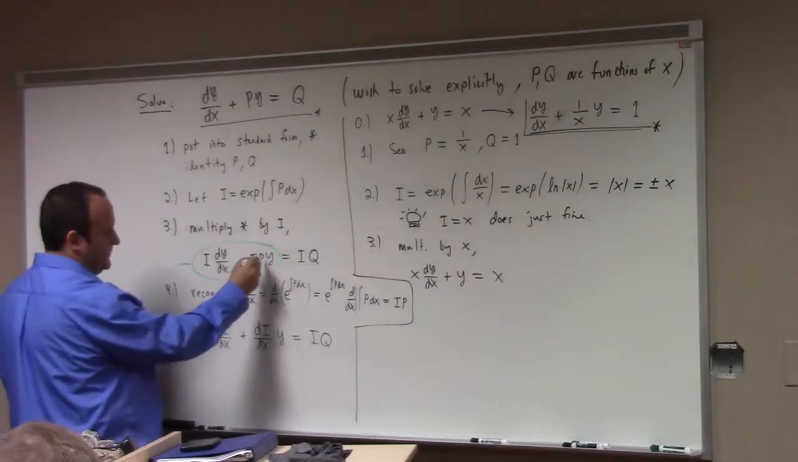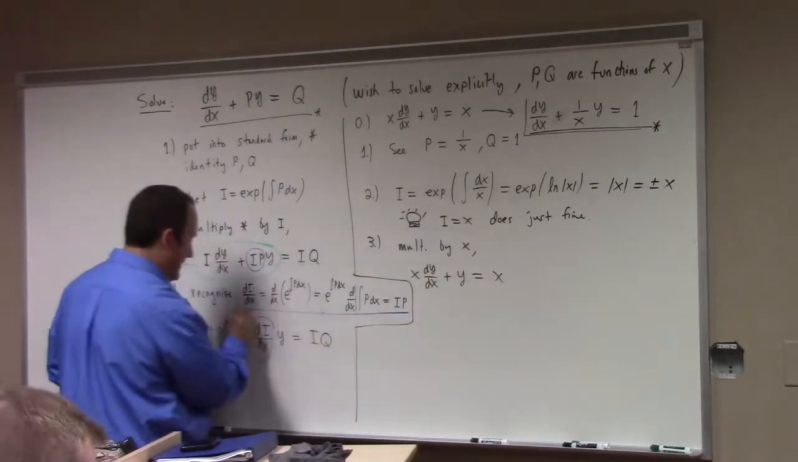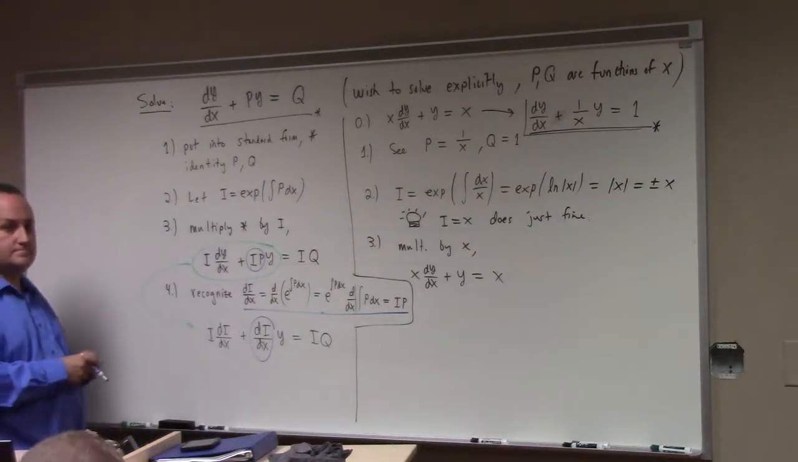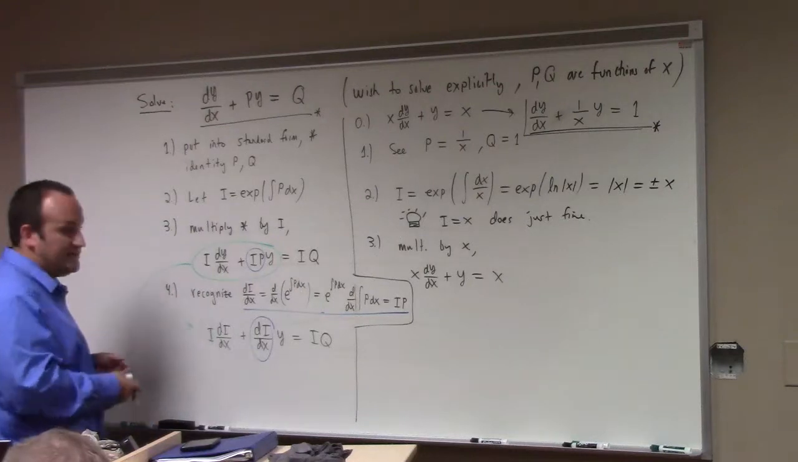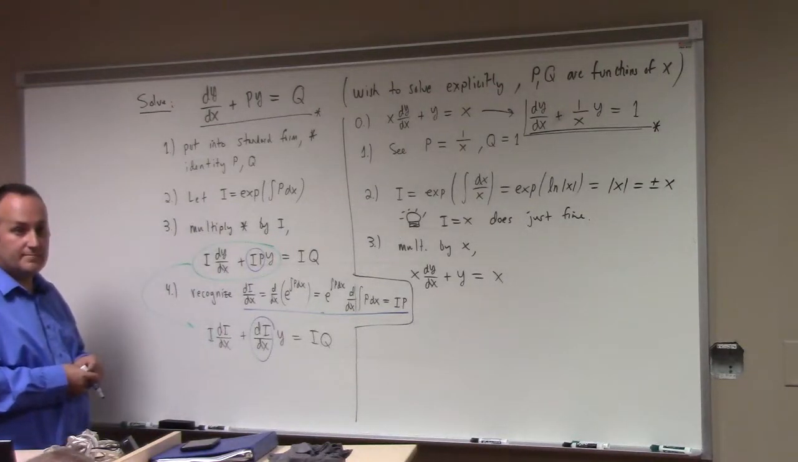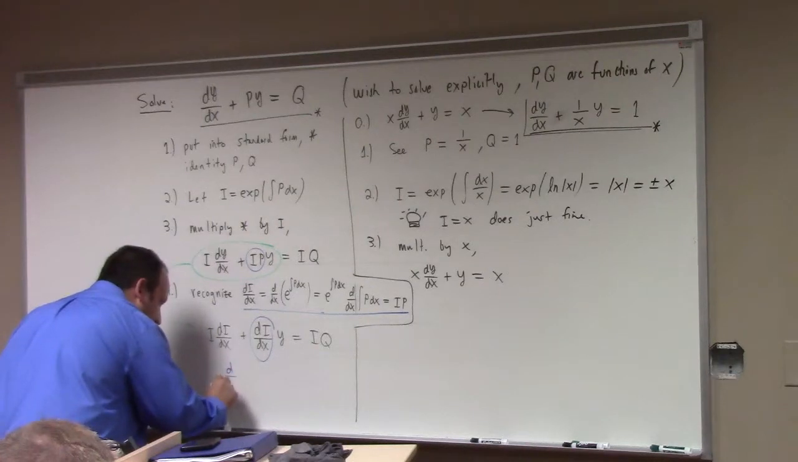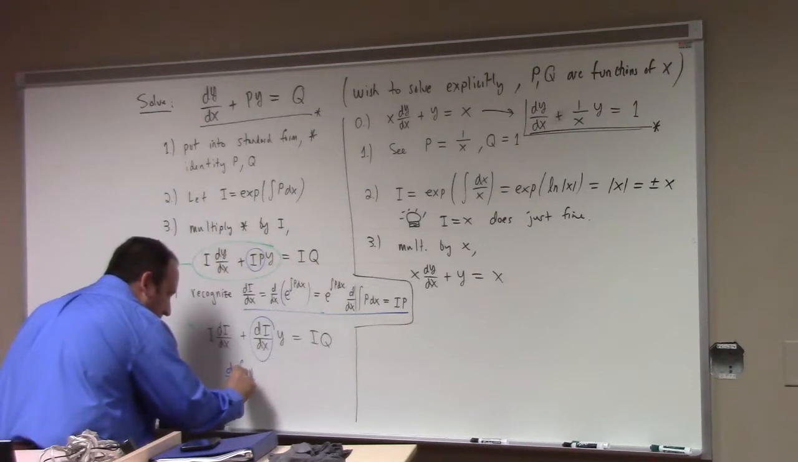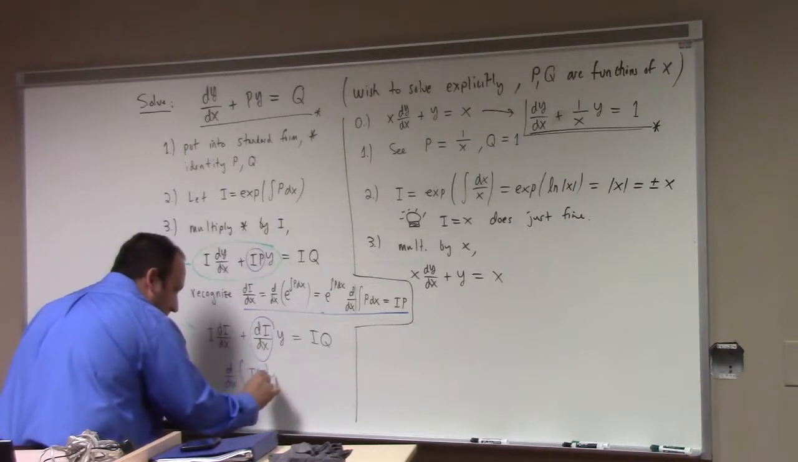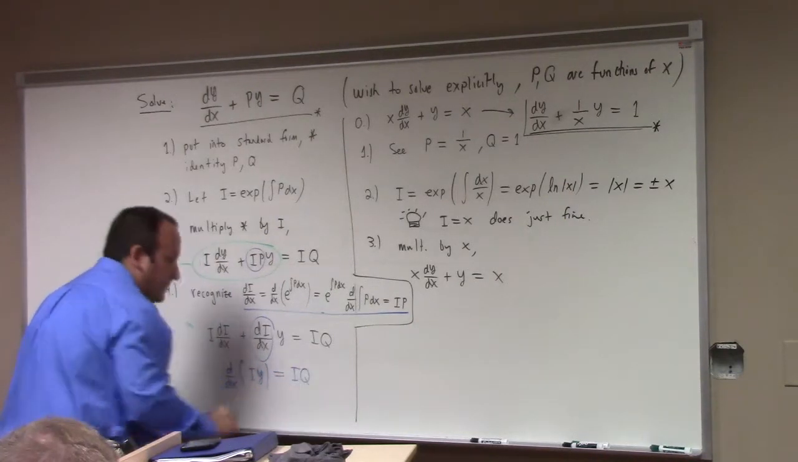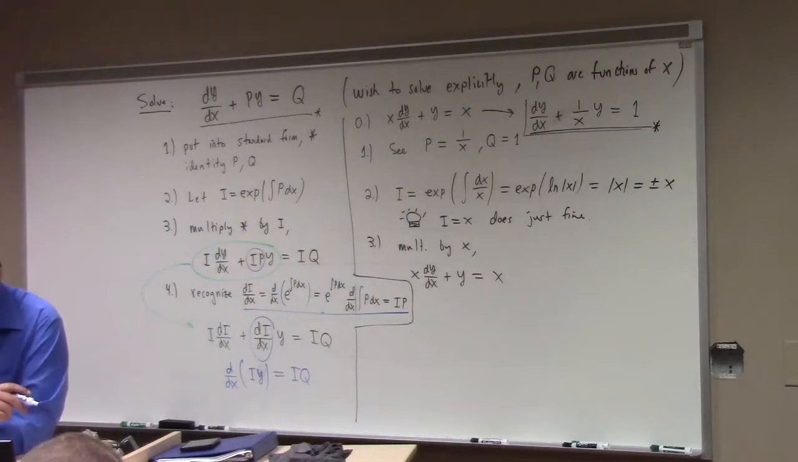So all I did was exchange this IP for dI/dx, because that's an identity independent of p. This happens every single time. So at that point, this becomes d/dx of I times y equals IQ. And at that point, we can just integrate both sides to finish the problem.